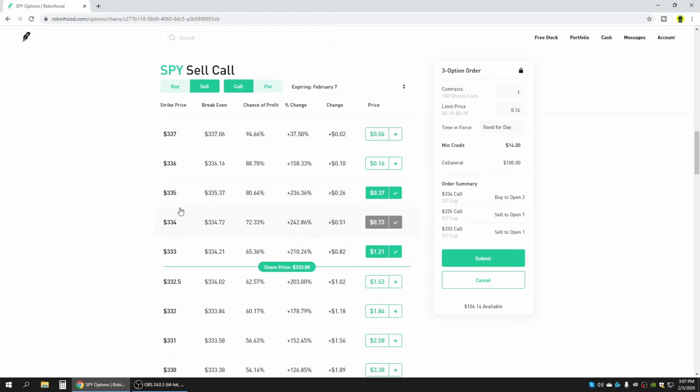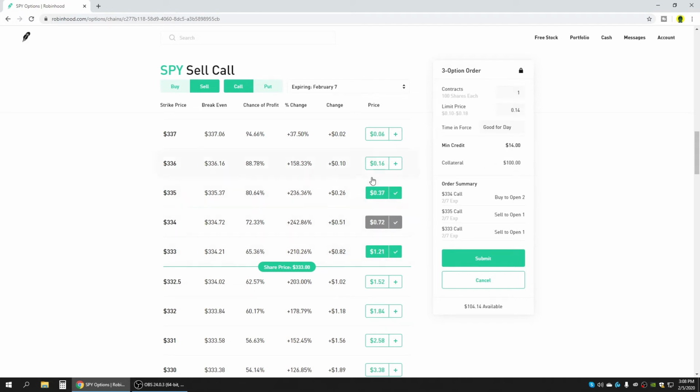But anywhere in between that, the closer it gets to 334 from our break even, that's when we're going to start losing money, and we're going to have to slowly be paying this collateral. So if it ends at 334 on the dot on February 7th, we're going to have to pay this $100 collateral minus our credit, so that's going to be $86, and that's really our risk in this play.